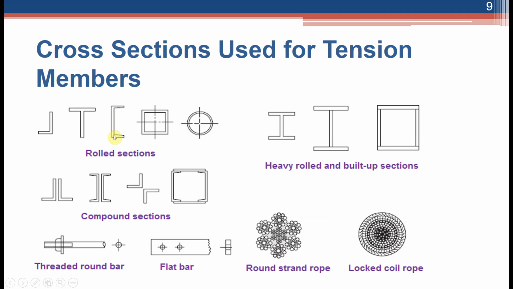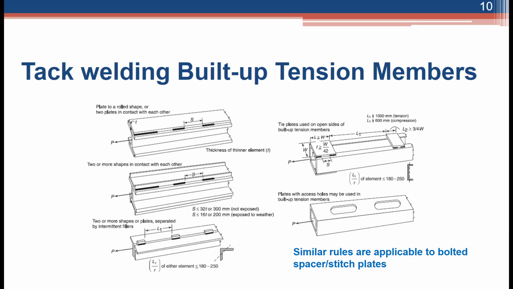This one: angle, T, channel, square hollow, circular hollow, I shape. This one is a wide flange I section. This is a hollow, built up section, double angle, double channel, back to back. Angle section diagonally opposite, built up section, threaded round bar, flat bar, round strand rope, locked coil rope. These are the maximum types of sections which are used in the application of structural steel in industrial structures.